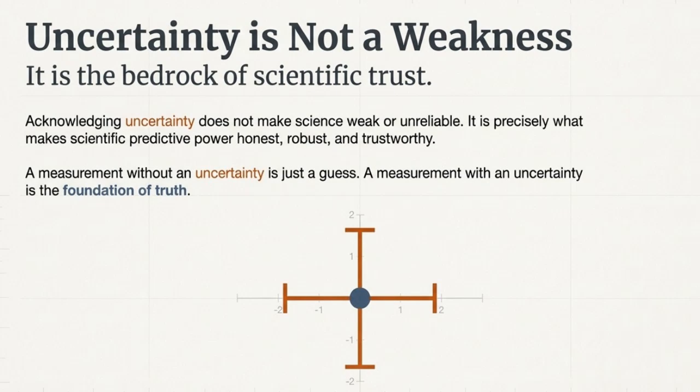As we wrap up, it's important to remember that uncertainty doesn't undermine science. It actually supports it. Science gains its strength and reliability by openly acknowledging uncertainty, which ensures that predictions and measurements are honest and trustworthy. Without recognizing uncertainty, measurements would just be guesses. Instead, when uncertainty is clearly defined, it becomes the foundation that gives scientific truth its solid ground. This perspective helps us appreciate that the very nature of science is built on understanding its limits as much as its findings.